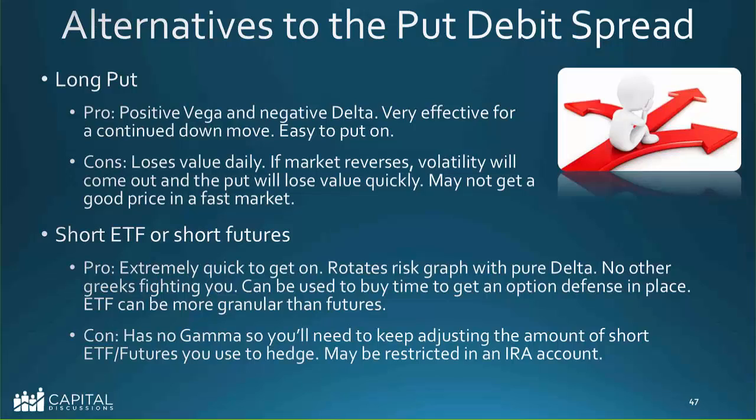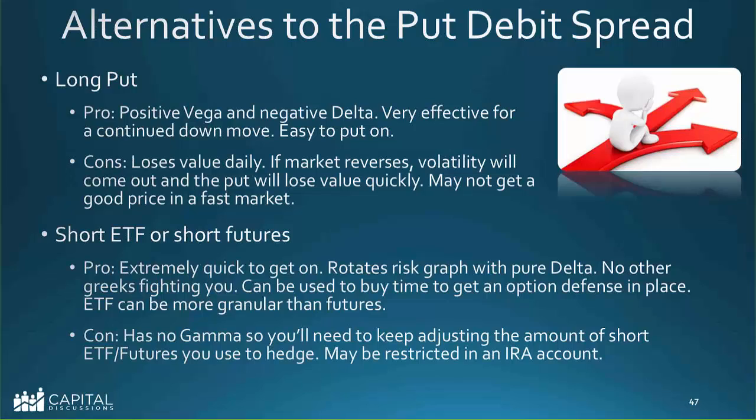The problems are it loses value every day because it's negative theta, and if the market reverses, the volatility will come out, and the put will lose value very quickly. So you might not get a good price when you buy your long put in a fast market as well, because the slippage can really increase.